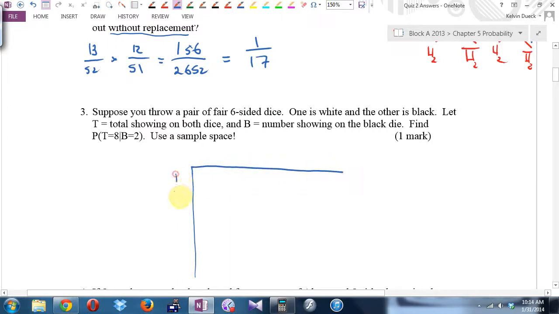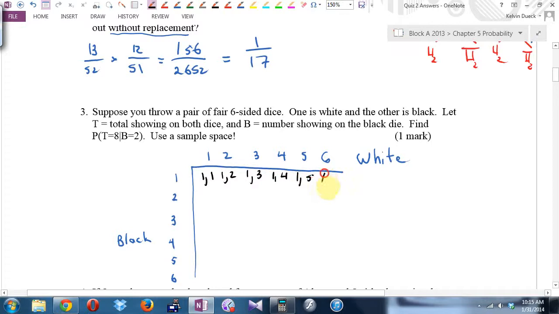Put one dice here. 1, 2, 3, 4, 5, 6. Let's call this one the black, since they distinguished color. And put one dice here. 1, 2, 3, 4, 5, 6. And we're going to call this one the white. And then I just list the combinations. 1, 1, 1, 2, 1, 3, 1, 4, 1, 5, 1, 6. 2, 1. 2, 2, 2, 3, 2, 4, 2, 5, 2, 6.